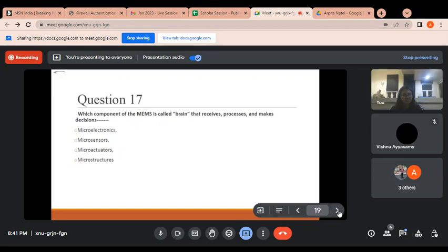At least try. Option A, ma'am. Okay, good. At least try. Maybe it is right, maybe it is wrong, but if you try, it will clear your doubt. So the main component of the MEMS, micro electromechanical system, which is called the brain that receives and processes the data and makes the decision, is called the microelectronics. This is the main part of the MEMS devices.